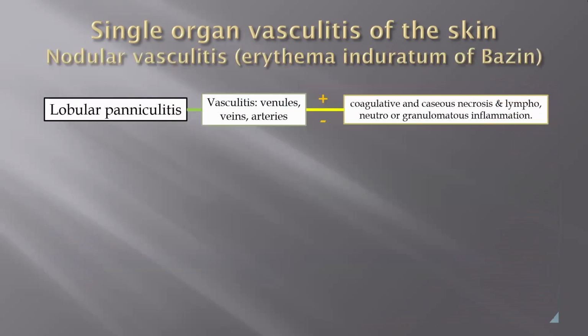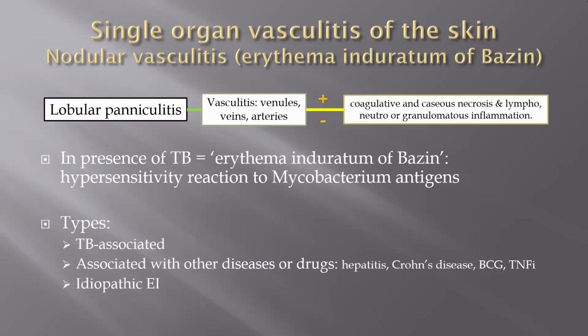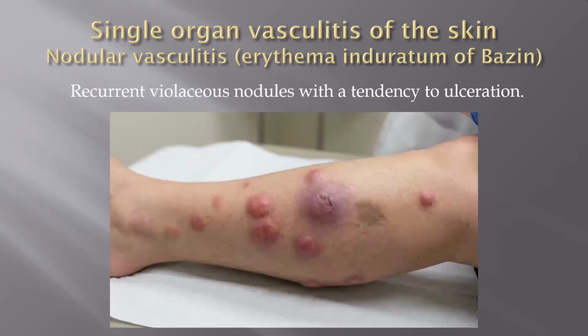Nodular vasculitis is a lobular panniculitis and vasculitis affecting small to medium vessels of the skin, which can be associated with necrosis and granuloma formation. In the presence of TB, nodular vasculitis is known as erythema induratum of Bazin, which is a hypersensitivity reaction to mycobacterial antigens. Nodular vasculitis is classified into three types: either TB associated, or associated with other diseases or drugs like hepatitis, Crohn's disease, or the use of TNF inhibitors. And finally, it can be just an idiopathic form of single organ vasculitis.